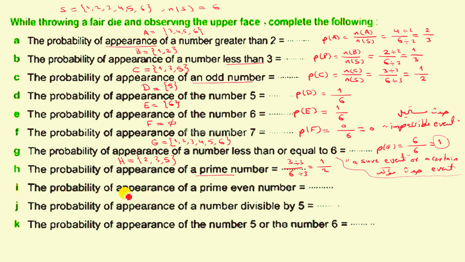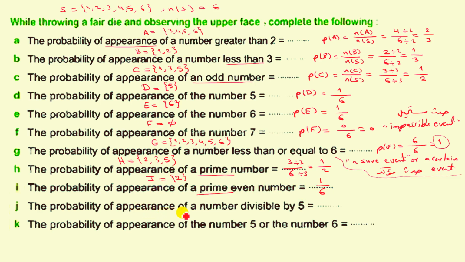Letter I, the probability of appearance of a prime even number. The prime numbers on the die are 2, 3, 5. Which of them is even? Right, 2. What is the probability? Here, 1 element over 6.